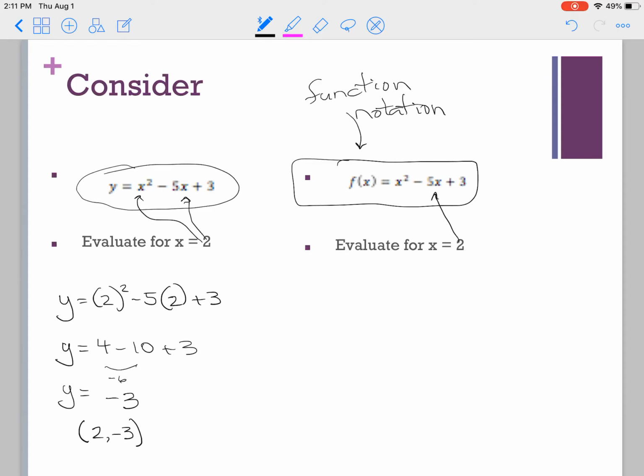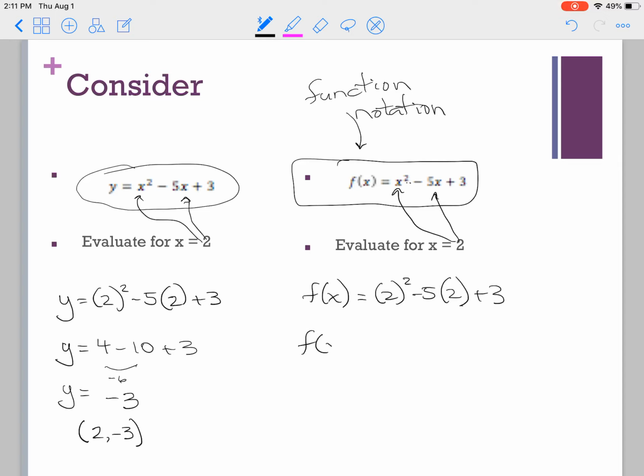So if we substitute in just like we did on the left, you're going to see that the only change is instead of writing a y right here, I write an f of x. I'm still replacing the x with a 2, so I have 2 squared. I'm replacing the x with a 2 as well here, so negative 5 times 2. And the plus 3 is just plus 3.